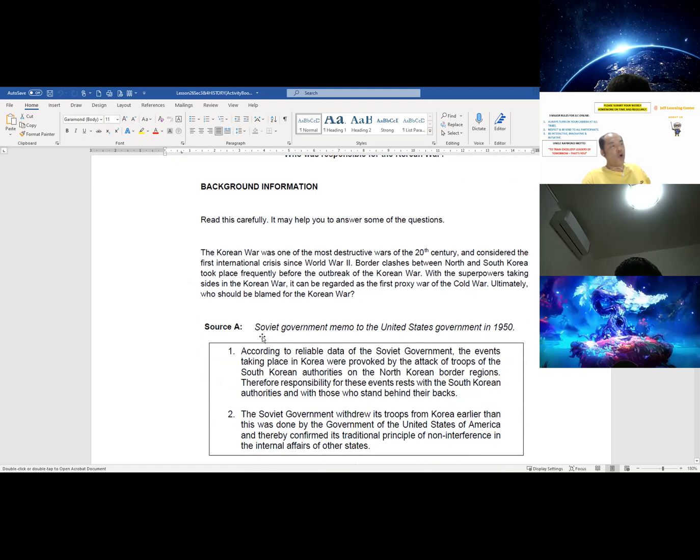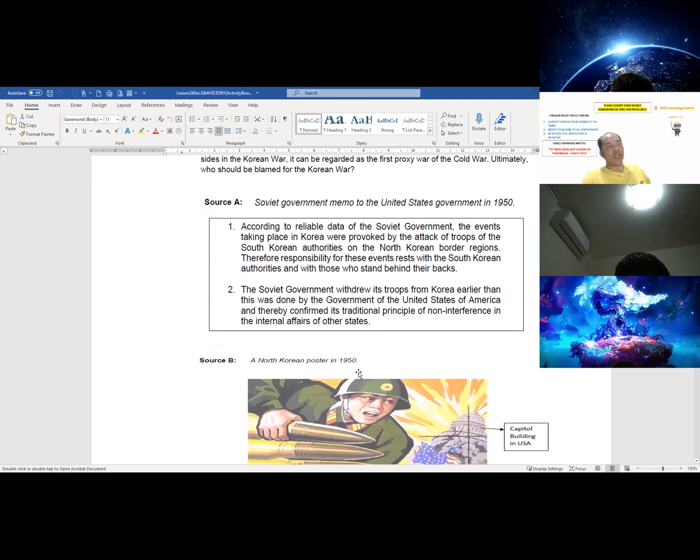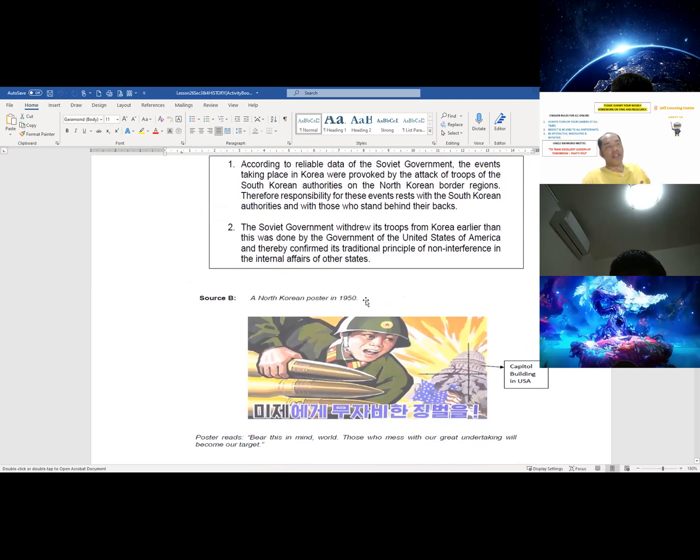Then a Soviet government memo to the United States government in 1950. So it's the start of the war already. So is it positive, negative, or neutral? So you have to read. A North Korean poster in 1950. So obviously it's very propaganda, very positive. And then you see the US Capitol. So it's bombing. So it's a very positive propaganda poster in North Korea.